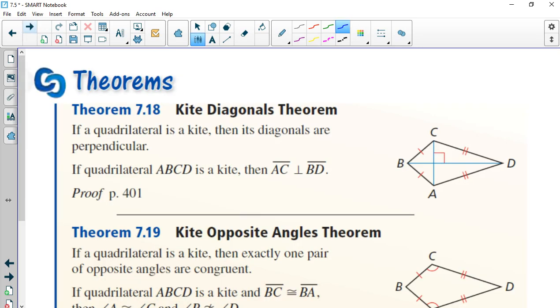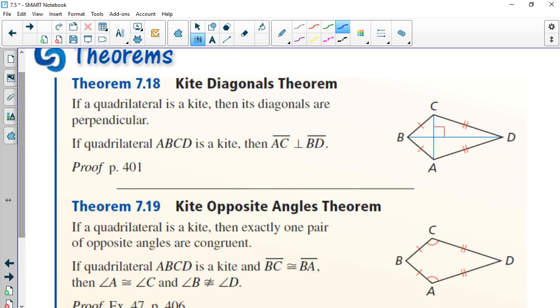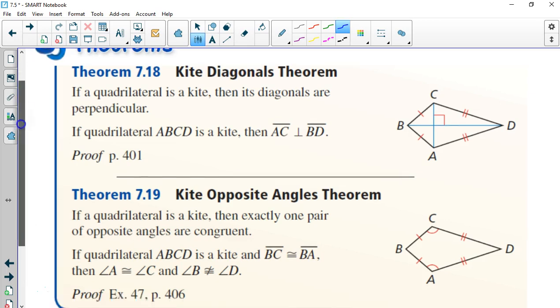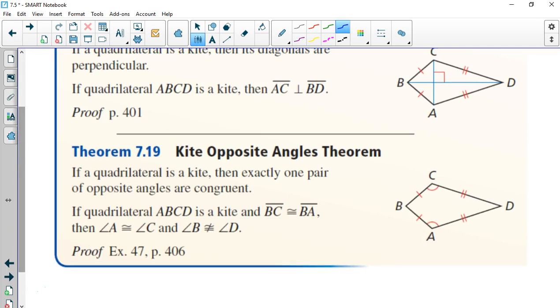Okay, more theorems. Gotta love geometry. Okay, a kite. A kite is this shape right here. The diagonals are perpendicular. It means they form a 90-degree angle. They intersect at 90 degrees. Also, if it's a kite, there's one pair of opposite angles that are congruent. So it's like the sideways part of the kite. Not the top and the bottom of the kite, but the other two angles are going to be congruent. And notice, these pieces are congruent, and these pieces are the same measurement.